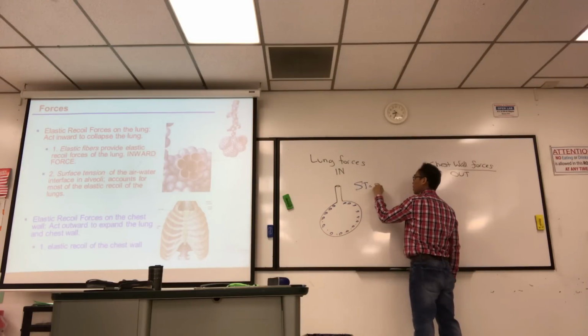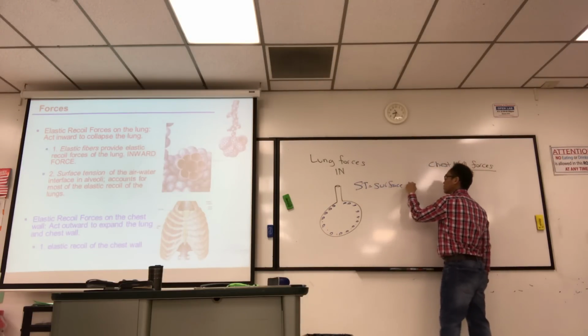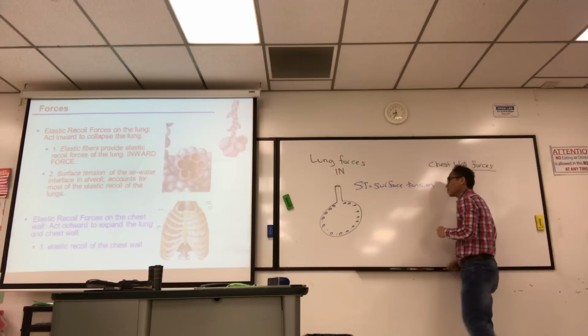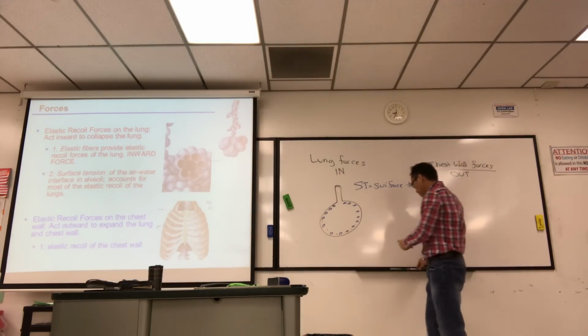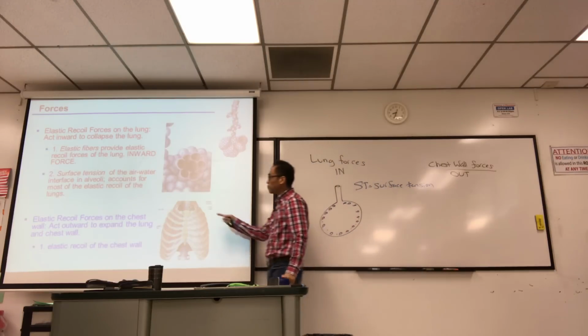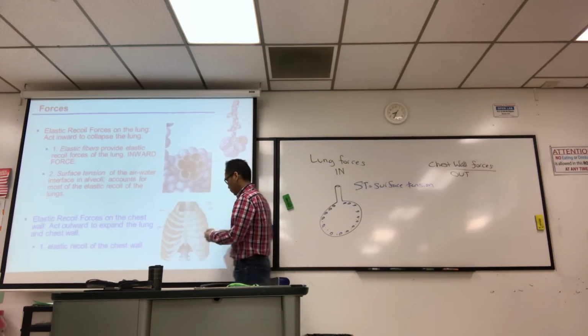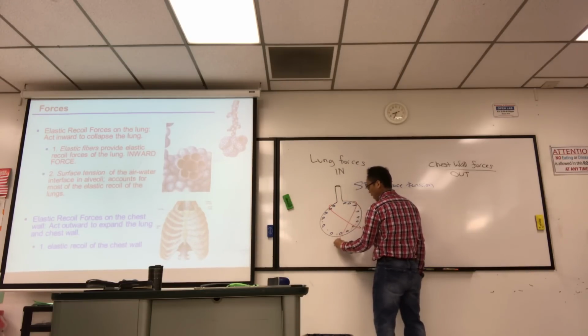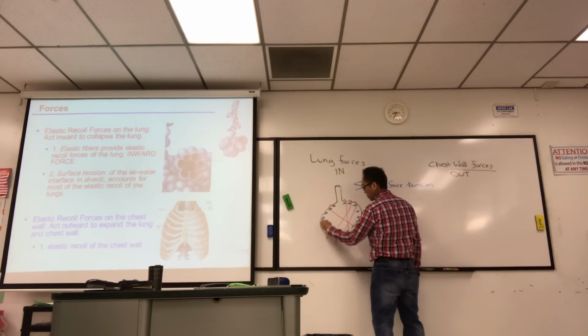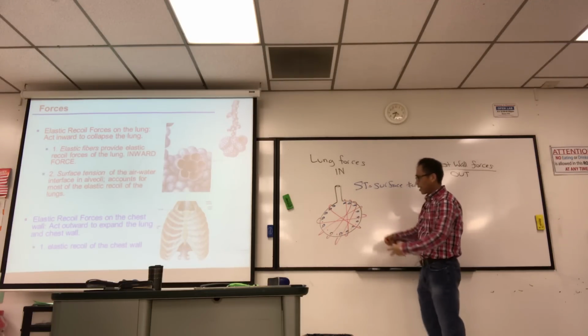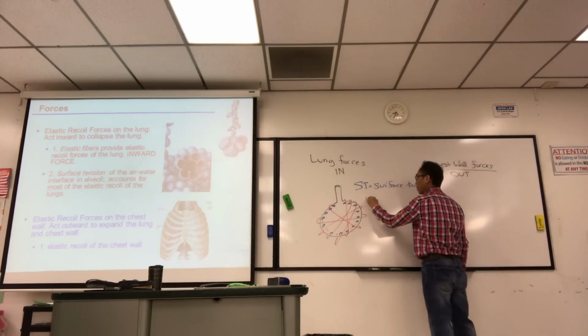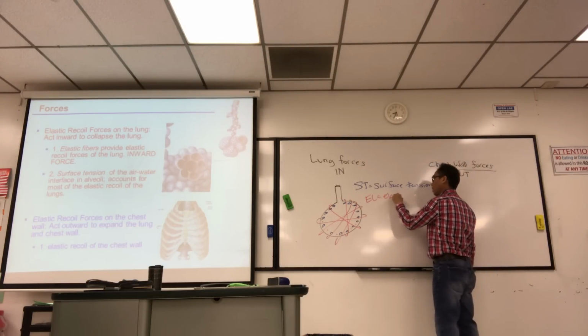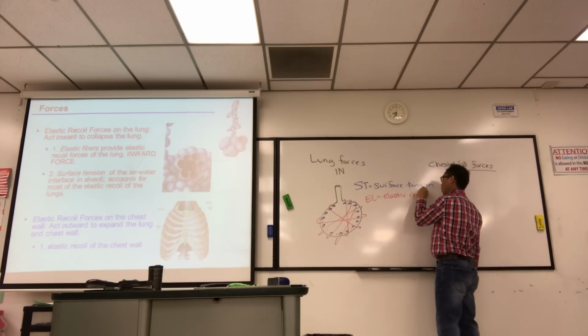ST. Surface tension. But if you look at the picture, surrounding it are elastic fibers. So it's like if you take rubber bands and wrap them around, it wants to collapse it. So they call that EL, the elastic recoil.